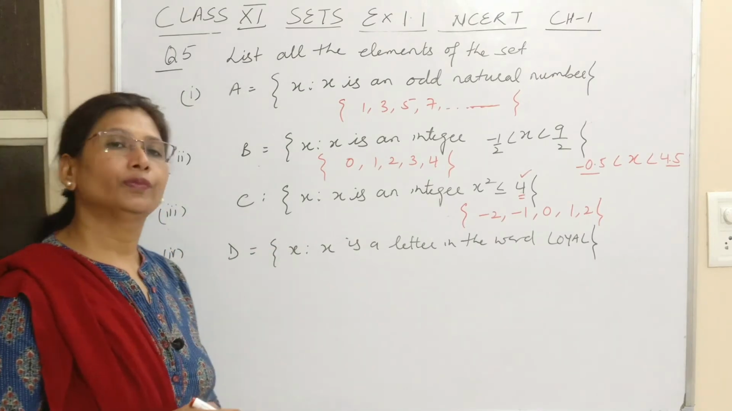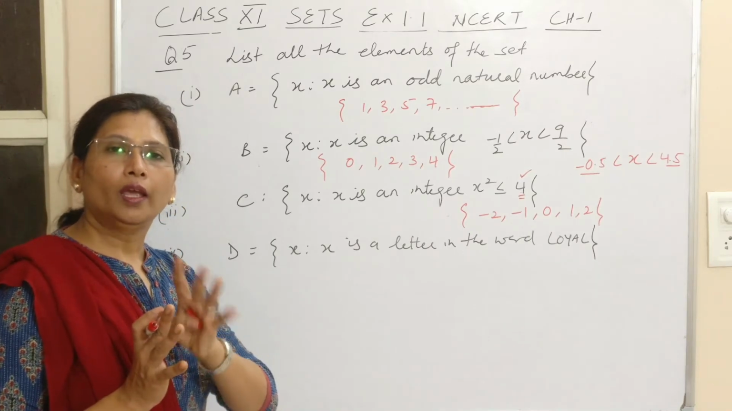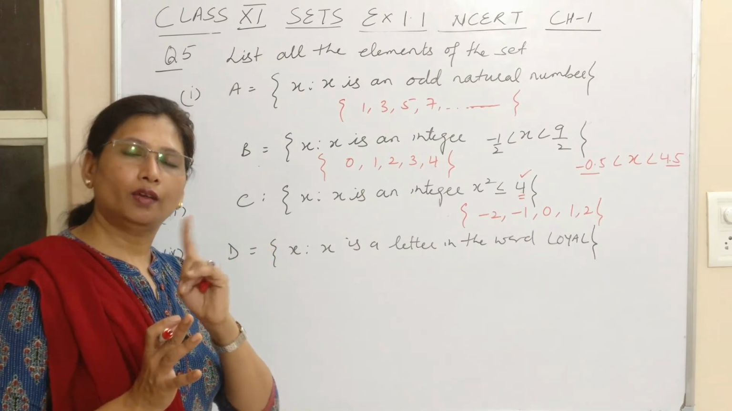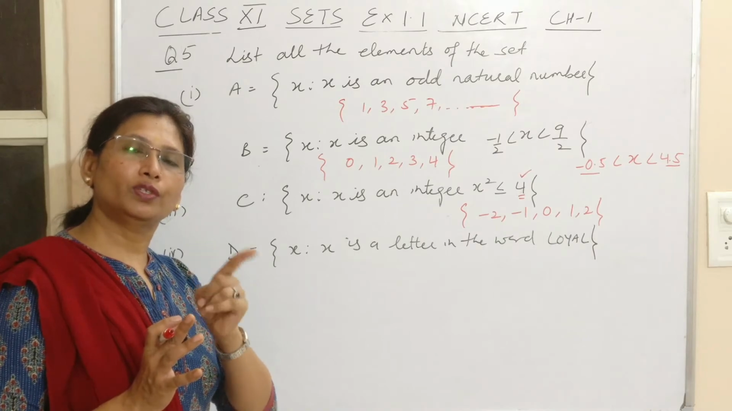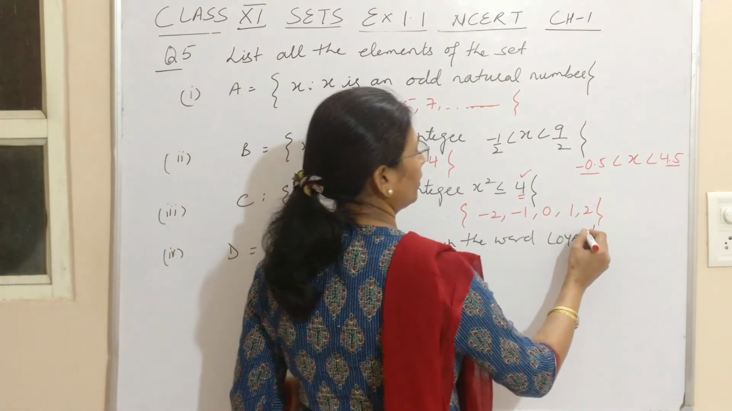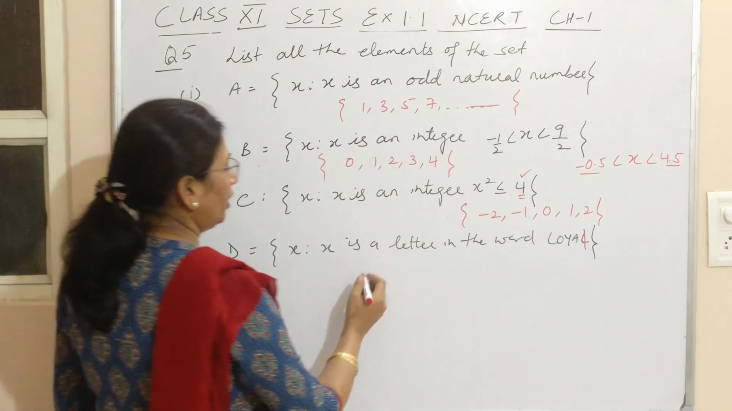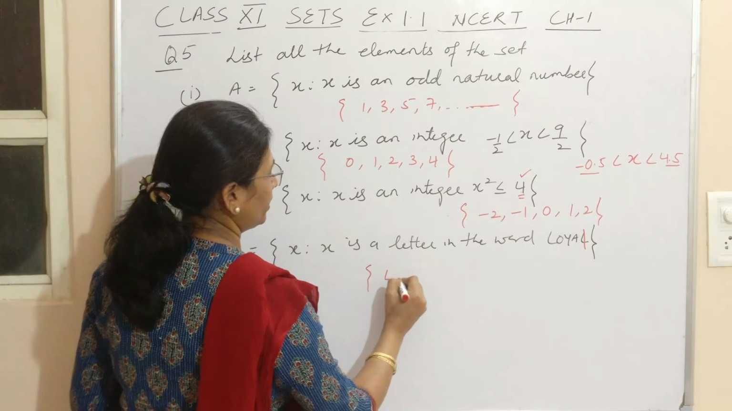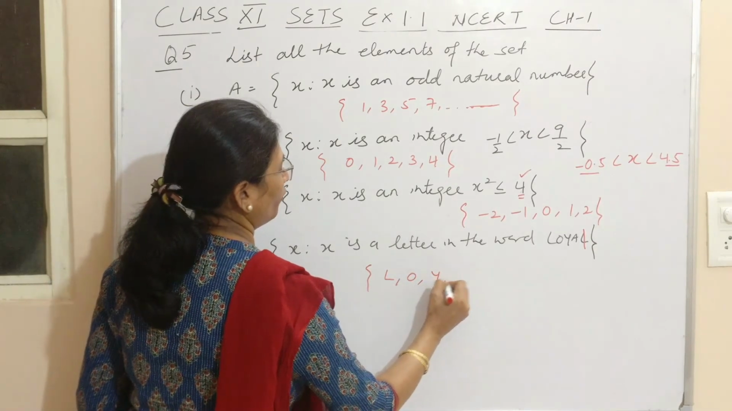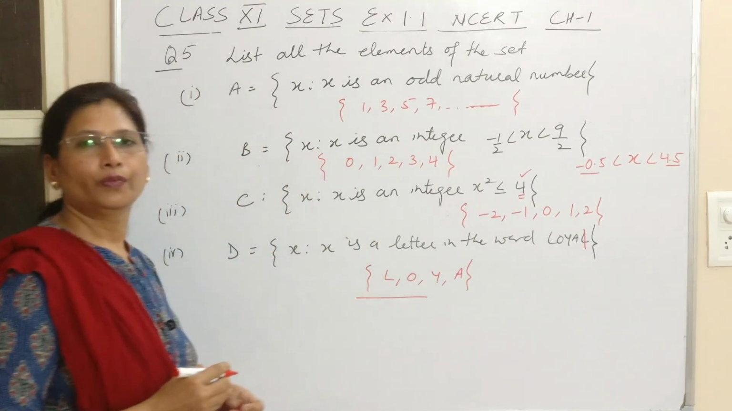Fourth part, we have to list out all the letters in the word loyal. In the previous question, I told you if there is a letter which is repeating in a word, we will not write it again. In loyal, L is coming again, so I will not write L. The rest of the letters I will write with commas: L, O, Y, I. That's it. So this is a set.